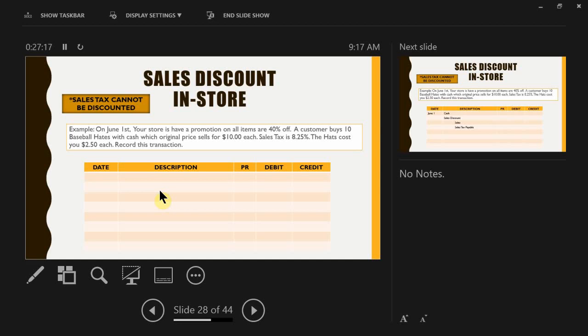So in this case, on June 1st, your store is having a promotion that all items are 40% off, okay? And a customer decides to buy 10 baseball hats, which originally sell for $10 each, okay? And sales tax, once again, is 8.25%, and each hat costs you $2.50, okay? So let's record this transaction. So once again, let's take a look at the first section, which is recording the sales itself, okay? So in this case, what should my journal look like? All right.